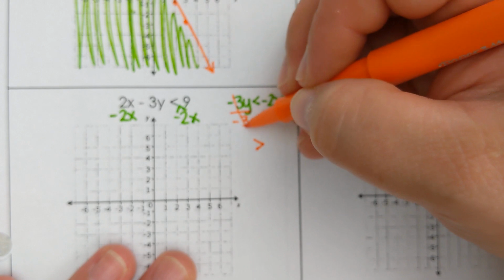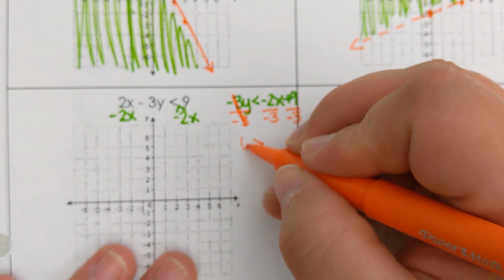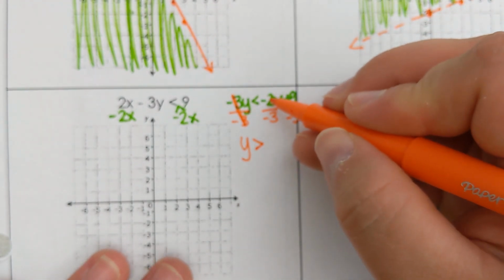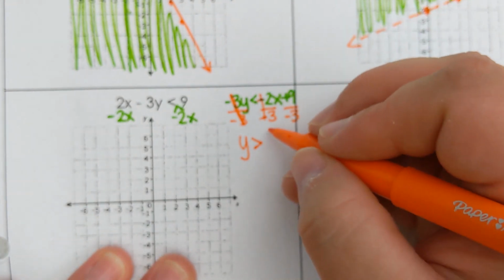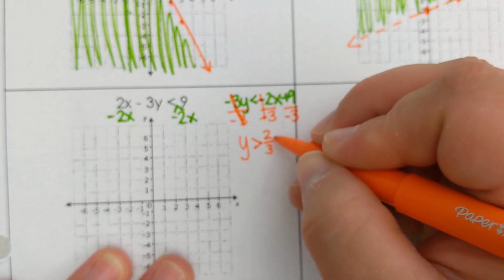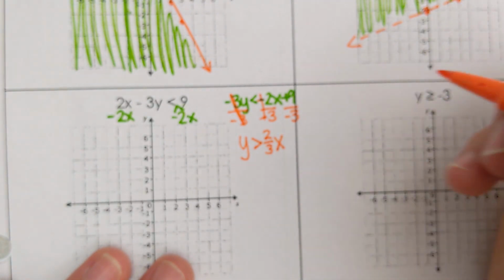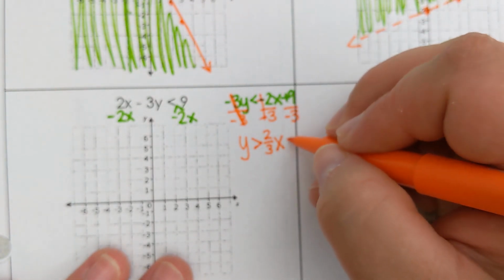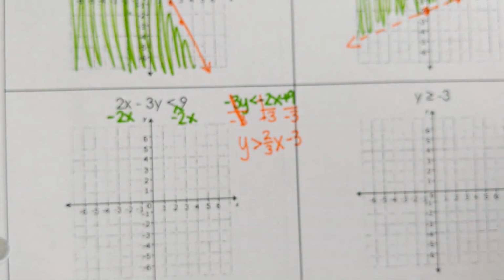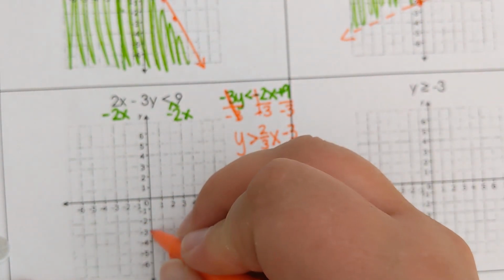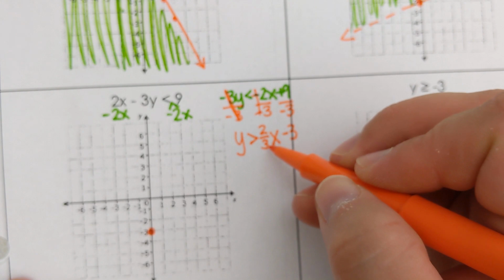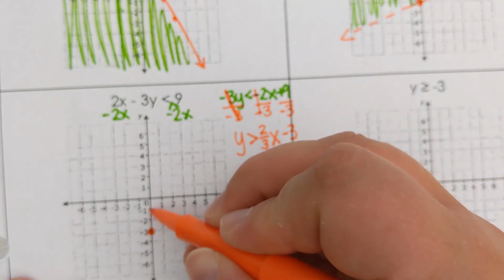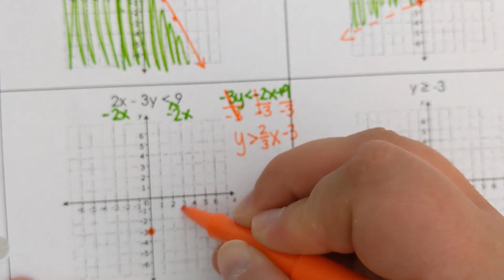Okay, my negative 3's cancel, and I just have y. And then, since this is two negatives being divided, I'm going to go ahead and make it a plus. Positive 2/3 x. And then 9 divided by negative 3 is negative 3. So my line is going to start at negative 3 on the y-axis. And then my slope is 2/3, so I'm going to go up 2 over 3.